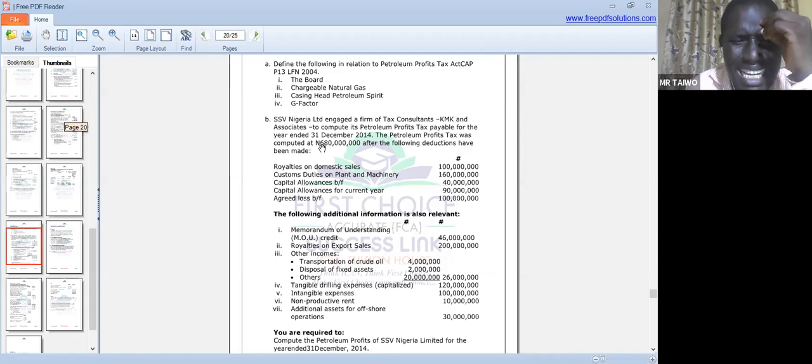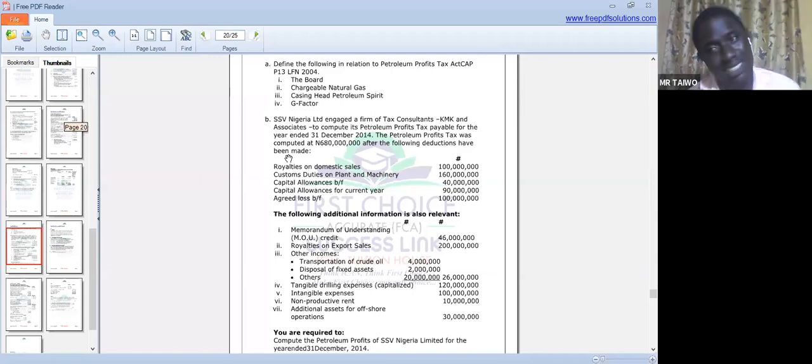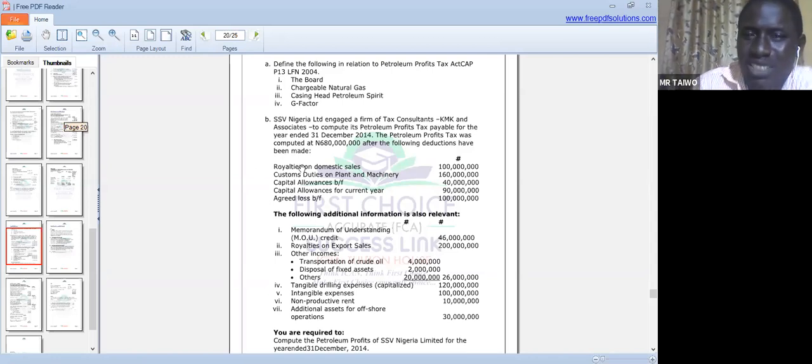And it was how much? 680 million. They have computed it already. So after the following deductions have been made, before they can compute this, maybe there was a mistake in the way they computed it. But they said after they have made the following deductions. Look at the deduction they made.